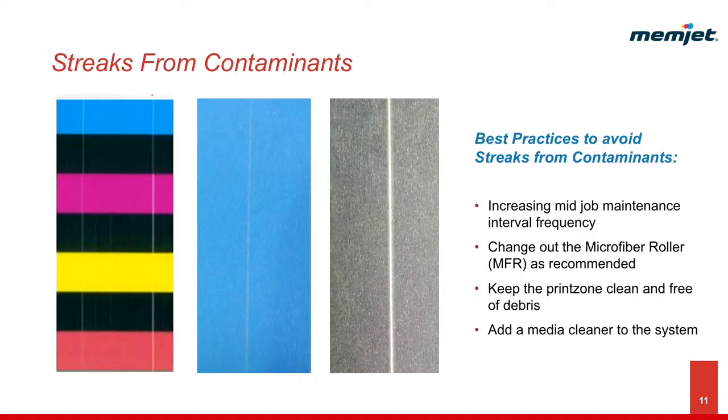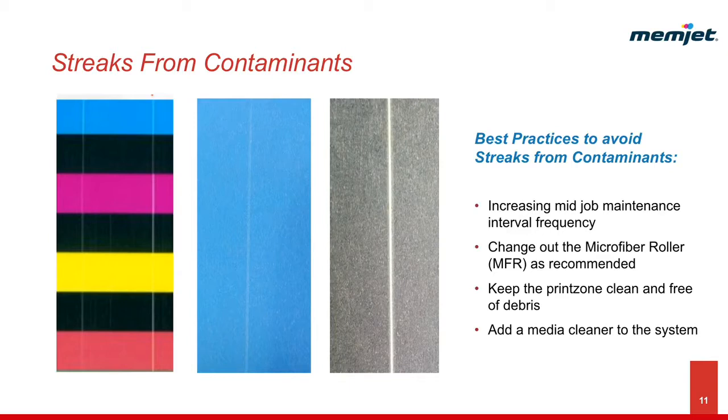Streaks from contaminants may also be called white streaks or transient streaks. These streaks have several common visual characteristics. They are usually less than 3 millimeters in width. They tend to move around in location on the printhead from print to print, and they extend through multiple color planes. Generally, transient streaks can be resolved with a printhead wipe.